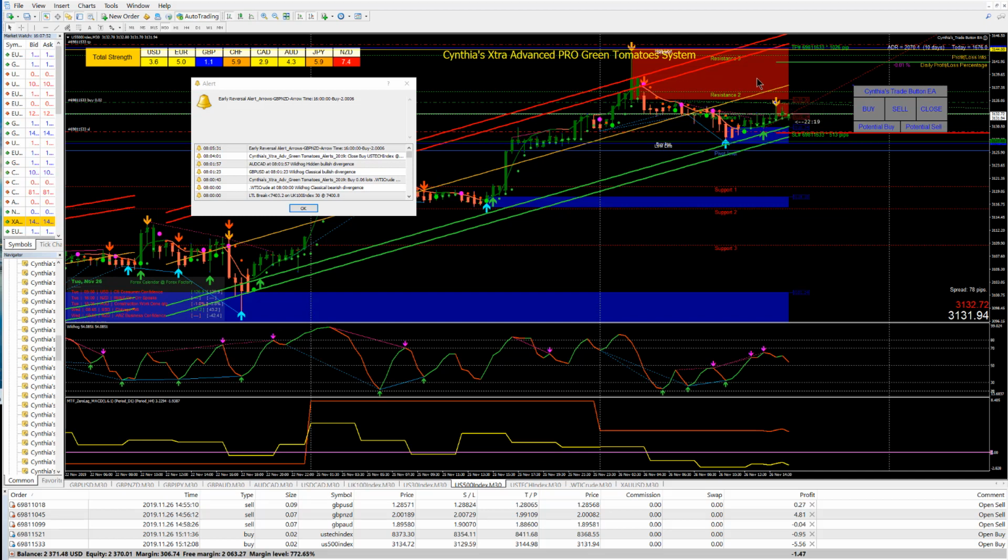I would expect that when the US stock market opens in another hour and a half, price is going to be rejected off of this stronger red zone.